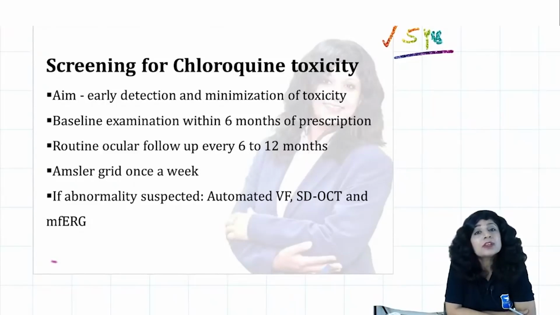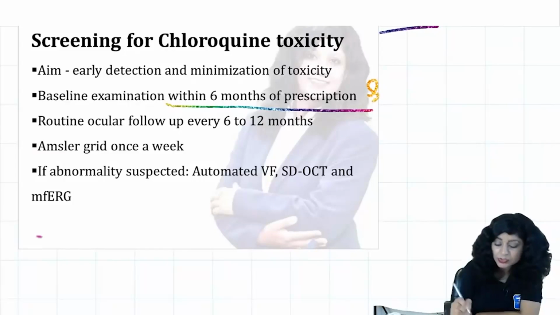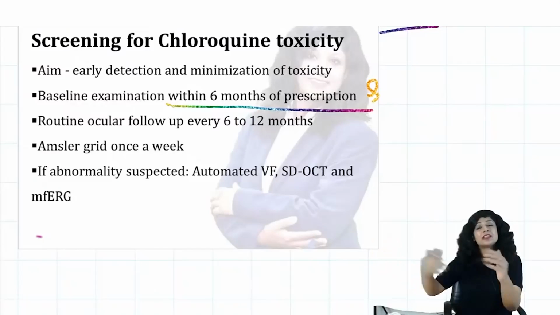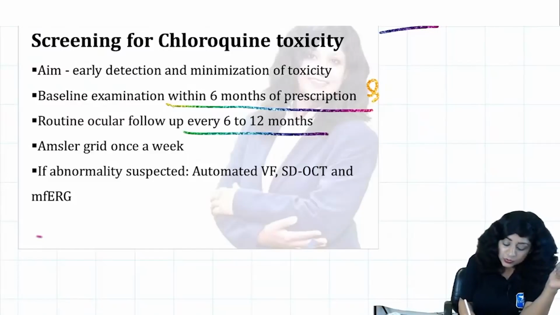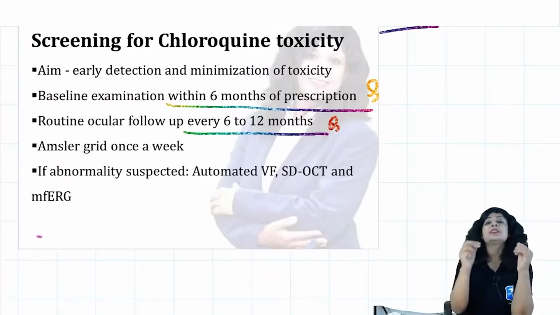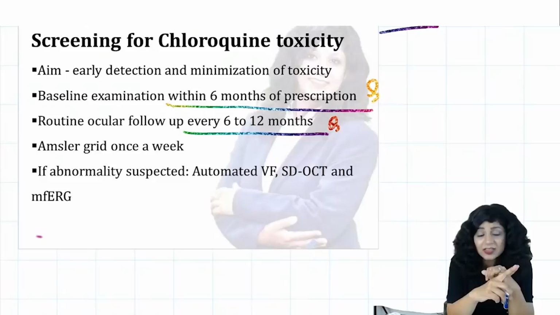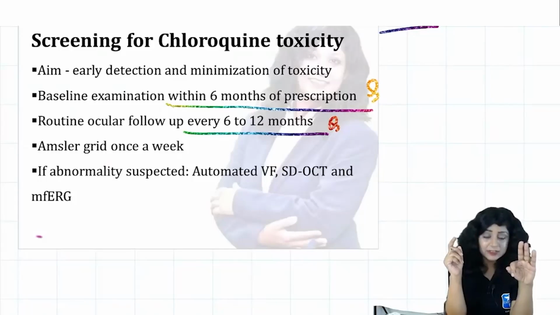You have to do the baseline examination, only then you will come to know what the changes are. So I should start the screening within 6 months of the prescription. Within 6 months I have to start, toxicity comes after 5 years, and then how often should I repeat? Every 6 to 12 months I have to repeat. Within 6 months of the prescription I have to start screening. Every 6 to 12 months I have to do the screening, and toxicity is mainly after 5 years.